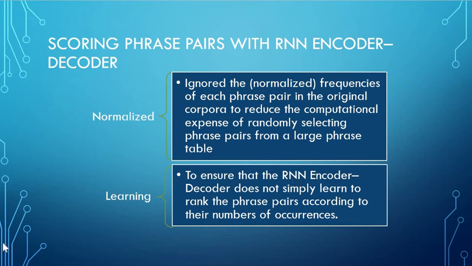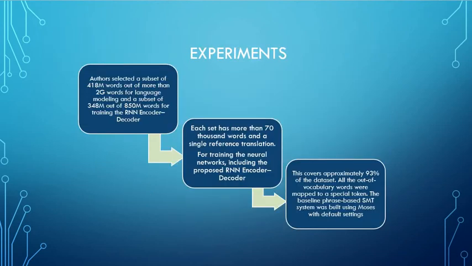And what is being used in this paper? They selected a subset of 418 million words out of more than 2G words for language modeling, and a subset of 348 million words out of 850 million words for training the RNN encoder-decoder. Each set has more than 70,000 words. Oh my god, I was thinking 70,000 words, but they did that.